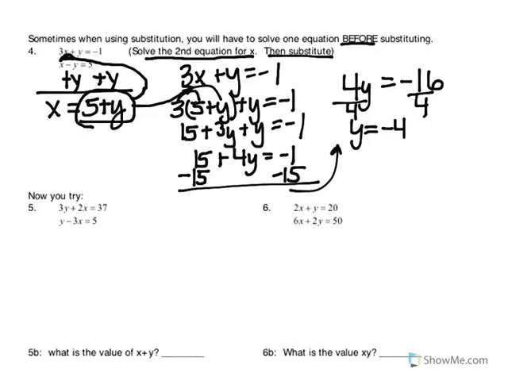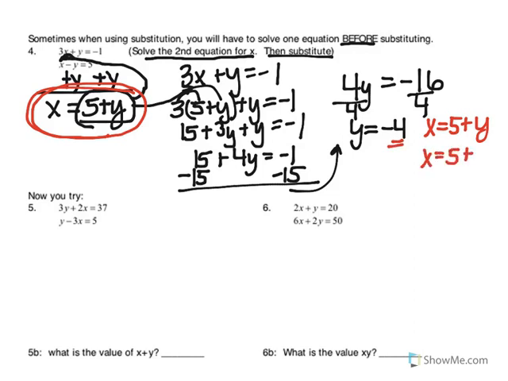I think the easiest thing to do would be to take this equation, the one that we solved at the very beginning, x equals 5 plus y. And since I know that y equals -4, we're going to say x equals 5 plus -4, so x equals 1. So our final solution to this system of equations is 1, -4.